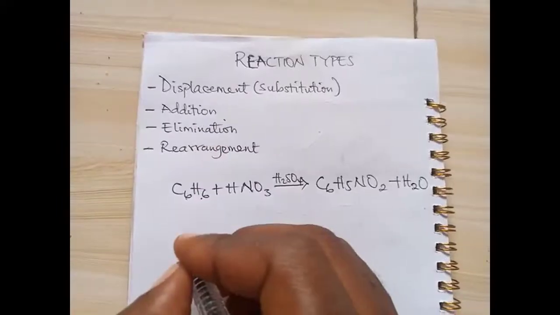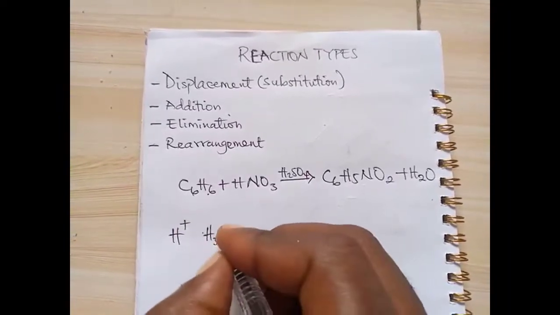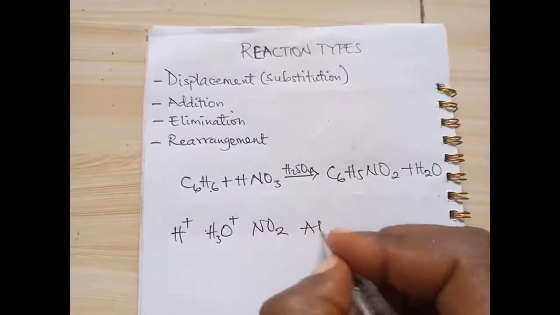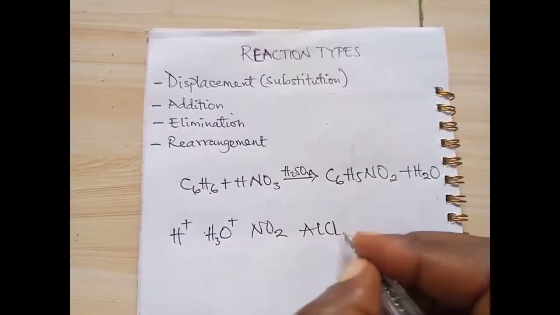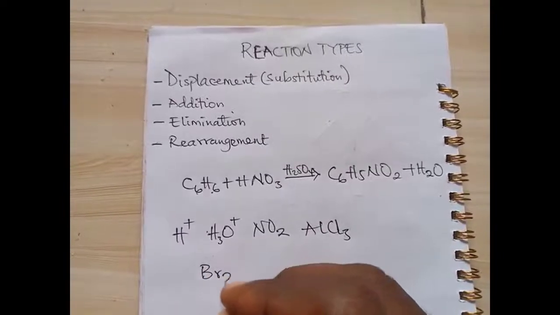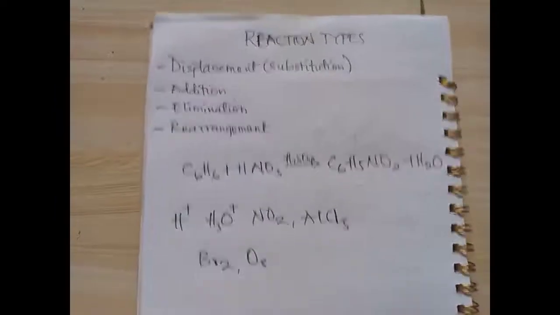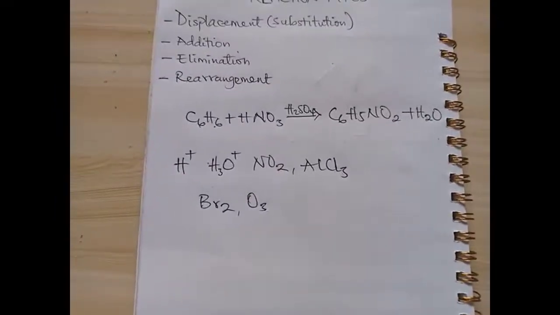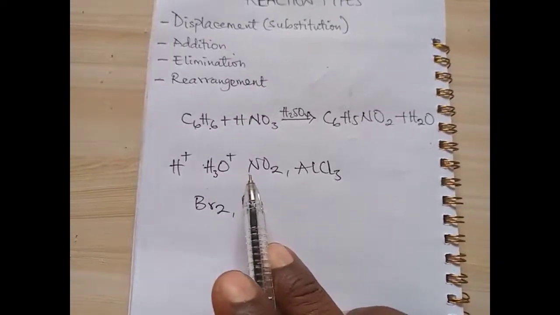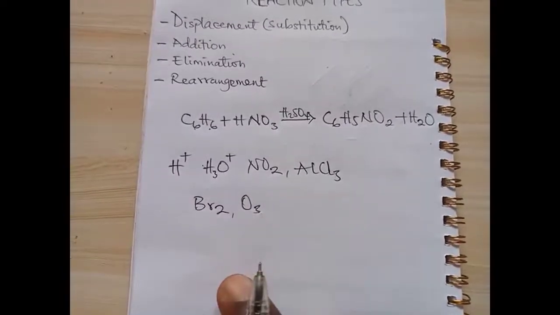Examples of electrophiles are H plus, we also have H3O plus, we also have even NO2, we also have AlCl3, and even bromine is also part of it, and also O3. These are electrophiles. Apart from that, we also have nucleophiles, because if this displacement happens in a nucleophilic substitution, it is often an atom other than hydrogen that is displaced.